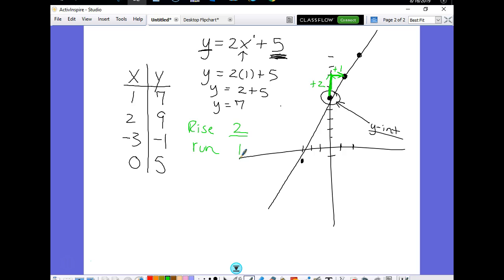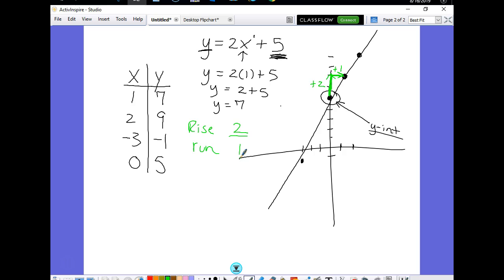Now, I'm going to take it back to what Micah said, though. It's talking about change, okay? Every time the x changes 1, the y changes 2, okay? Does that make sense? All right, so now, with a linear function, it's not true for other functions, but with a linear function, the slope is the same everywhere. It doesn't matter what you do.